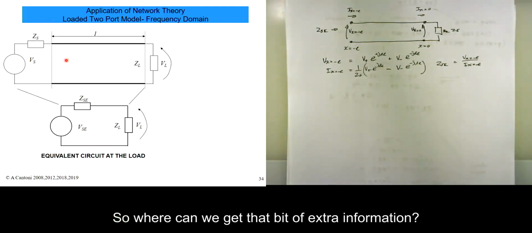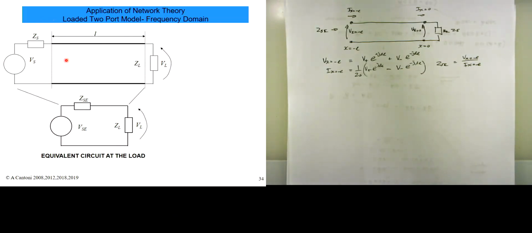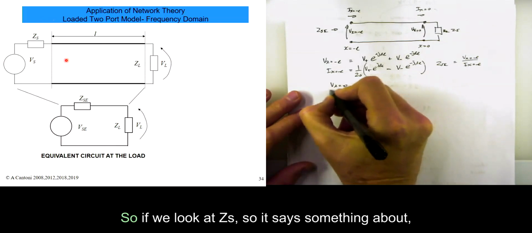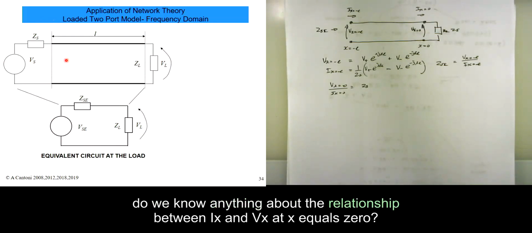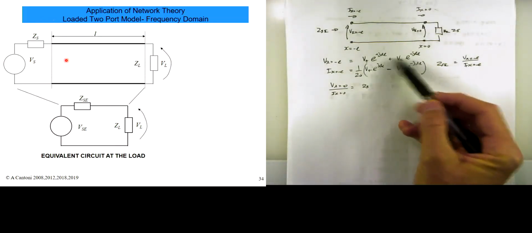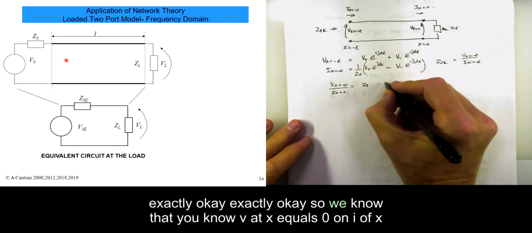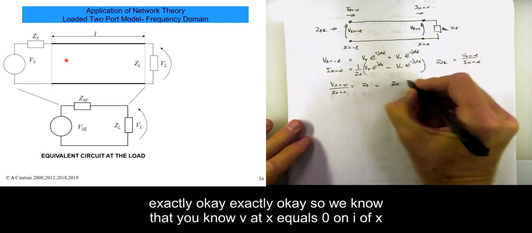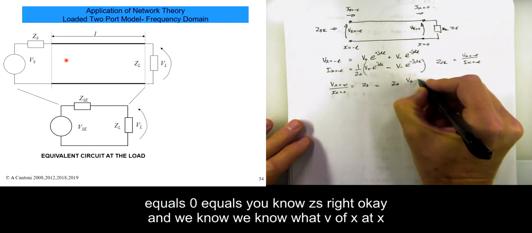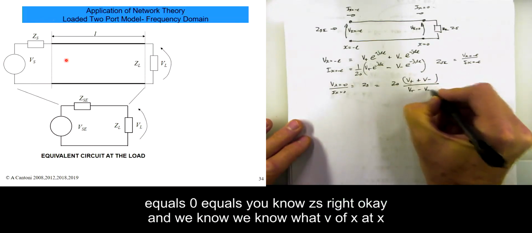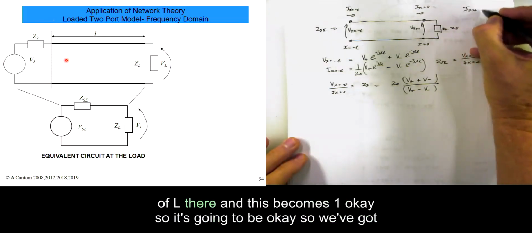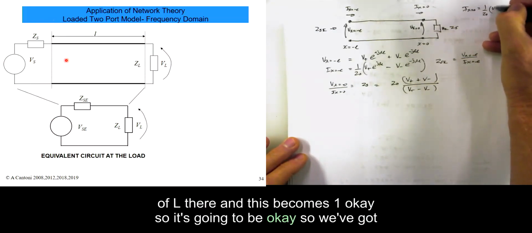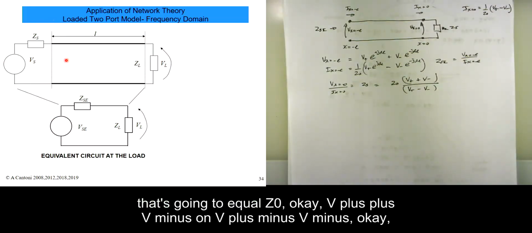So where can we get that bit of extra information? We get another equation from anywhere? Anyone? If we look at ZS, do we know anything about the relationship between I of x and V of x at x equals 0? What's the relationship between the two? V at 0. Exactly. So we know that V at x equals 0 on I at x equals 0 equals ZS. And we know what V of x at x equals 0 is: V plus plus V minus, because you put 0 instead of L there, and it just becomes 1. So we've got that's going to equal Z0.